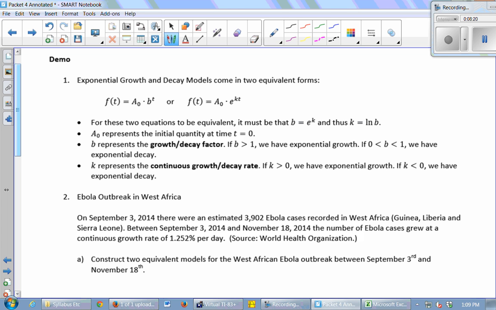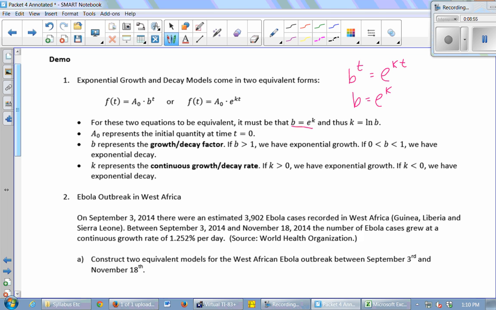And for those 2 formulas to be the same, it would have to be that b to the t and e to the kt are the same thing, right? In order for these 2 formulas to be equivalent, those 2 pieces would have to be the same. And for those 2 things to be the same, b would have to equal e to the k, or equivalently, k is the ln of b, right? If you just took that and solved for k by taking the ln of both sides, you get k is the ln of b.